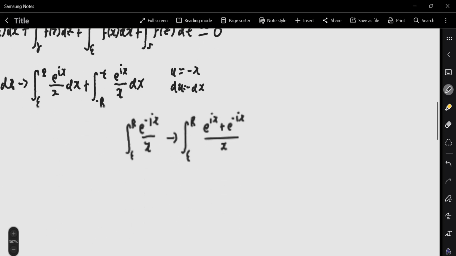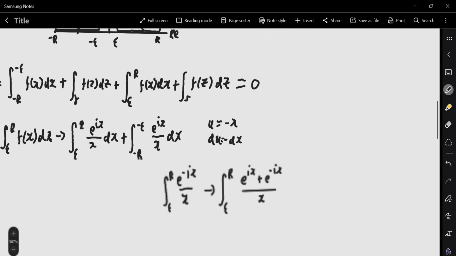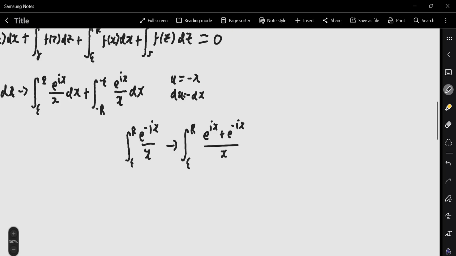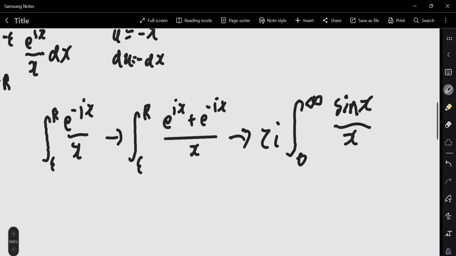So what are we out by? We're just out by this factor of 2i. So what we really have is 2i times the integral between 0 and infinity of sine of x over x, if we let epsilon go to 0 and r go to infinity. That's what that becomes. I should probably specify that we're doing that little step.